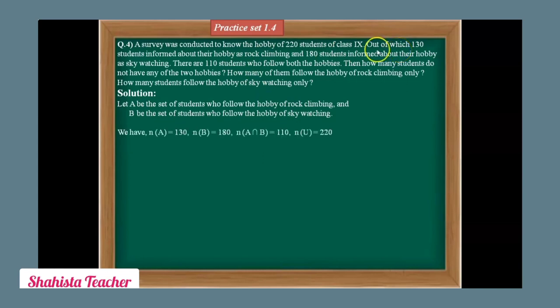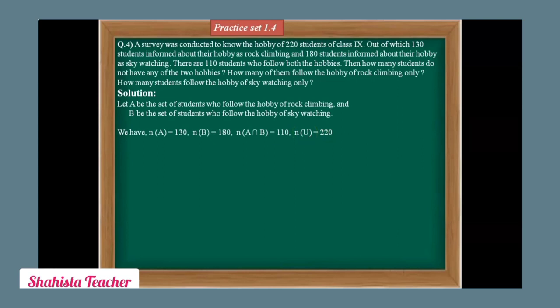So here we will write number of A is 130, number of B is 180. Set B represents sky watching, so there are 180 students whose hobby is sky watching. Number of A intersect B means both hobbies, they have both hobbies, sky watching as well as rock climbing. So number of A intersect B is 110. Now number of U means the total number of students in class 9th, which is 220. So number of U is equal to 220. U represents the universal set. This I have taught you in practice set 1.3.